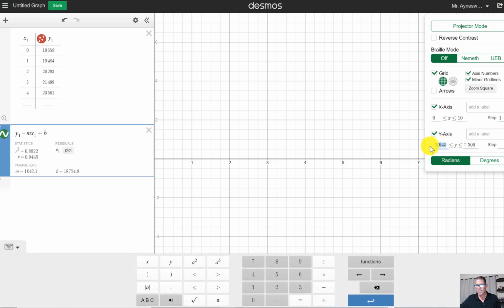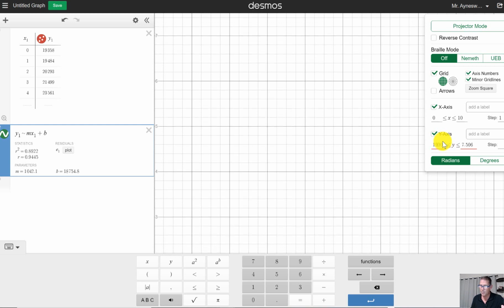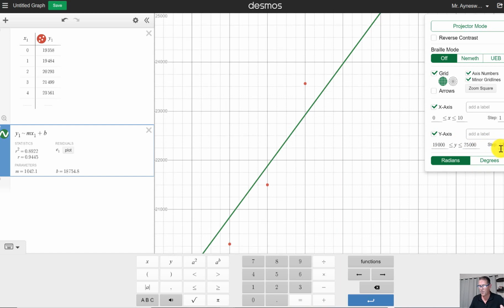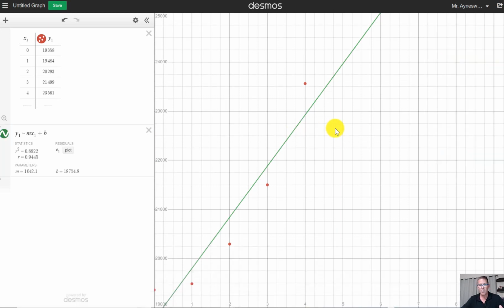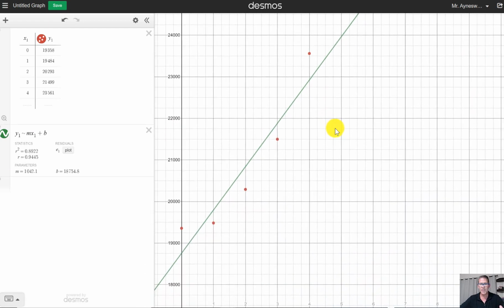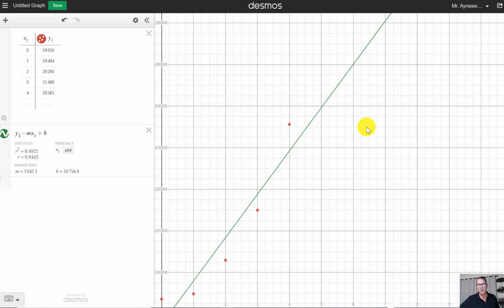Now the y-axis. If you look at the table here, none of the values are below 19,358. So I'm going to type in 19,000. And then on the maximum here, let's go up to 25,000. And let's step it out by 100. So let's put 100 in for the step. That should be good, and we should be able to see the points. Okay, so notice that we can see the points now, and we also see the regression line.